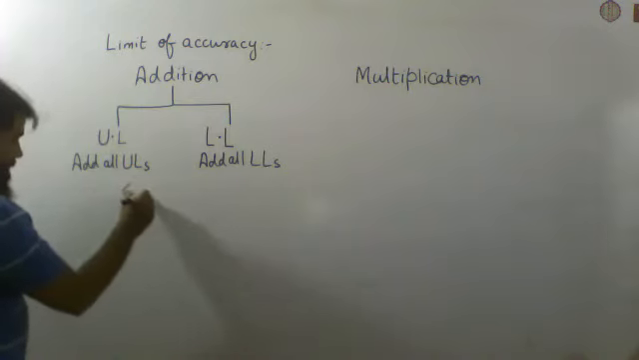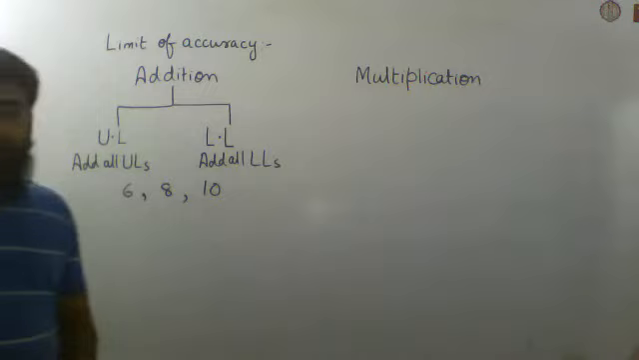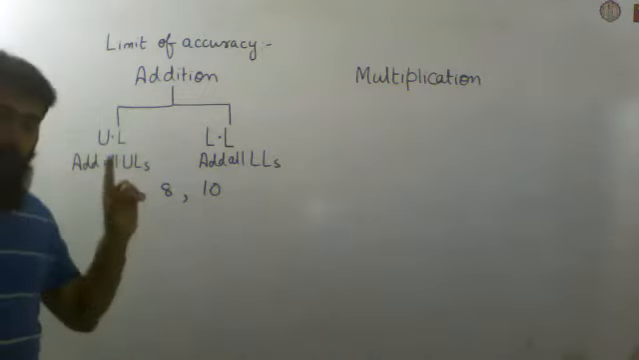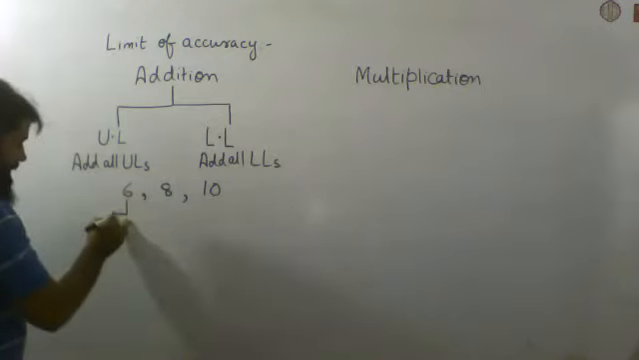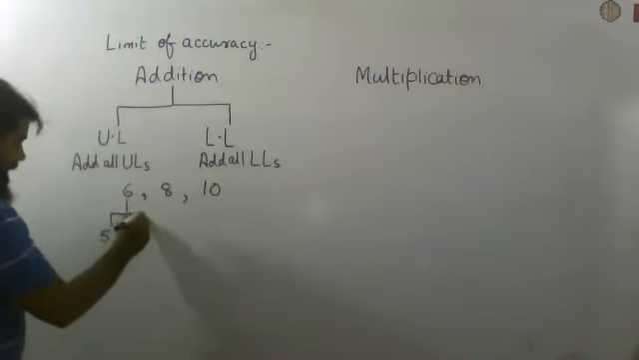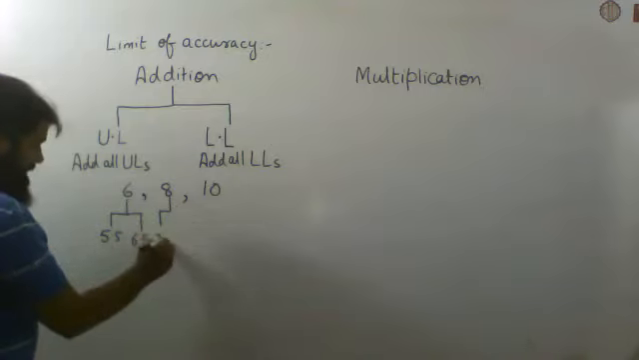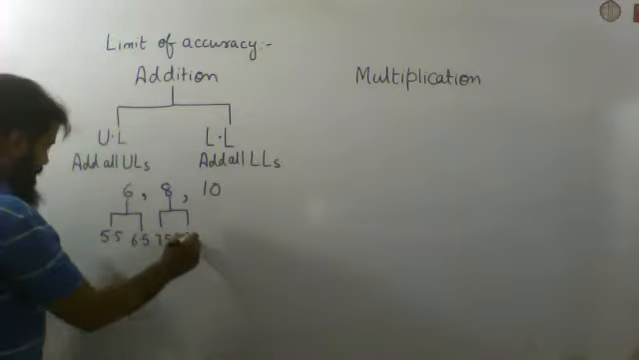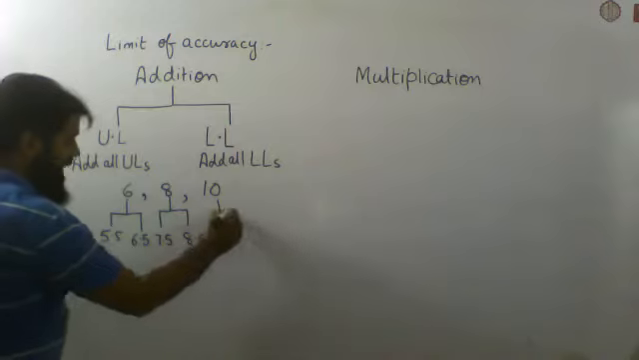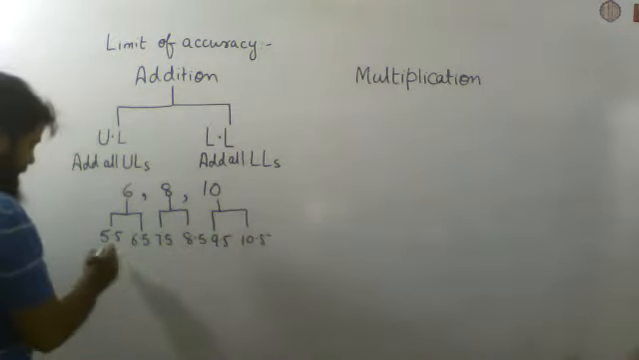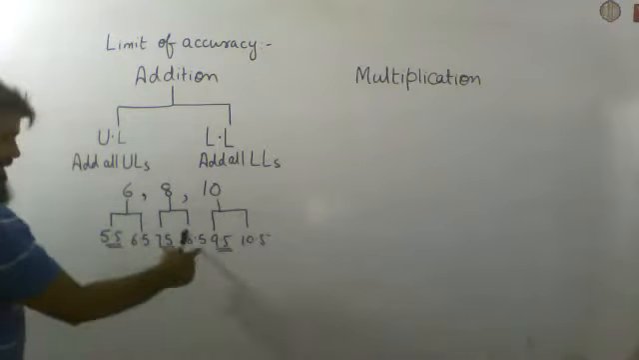Okay? For instance, if I have a number 6, a number 8, a number 10, and they are saying that all of them are rounded off to one digit. So the lower and upper limit of 6 will be 5.5 and 6.5. For 8 it will be 7.5 and 8.5. For 10 it will be 9.5 and 10.5. These are the lower limits and these are the upper limits.